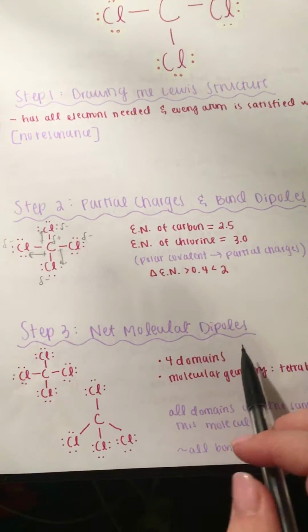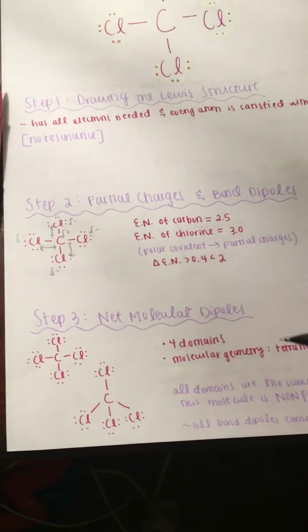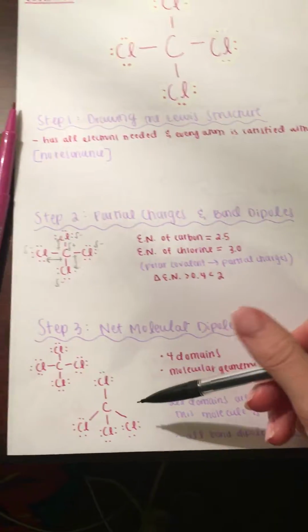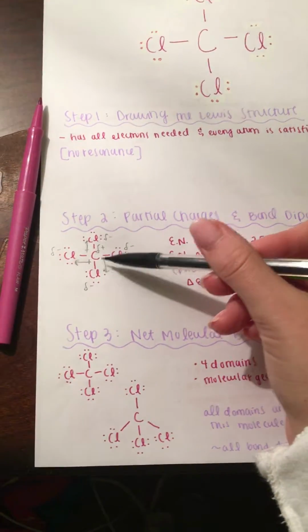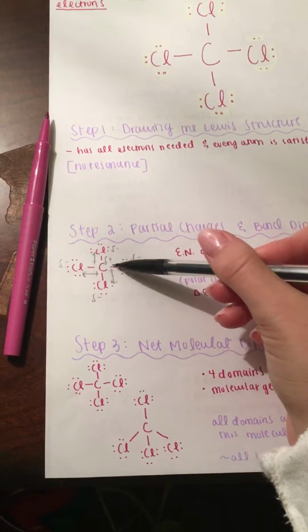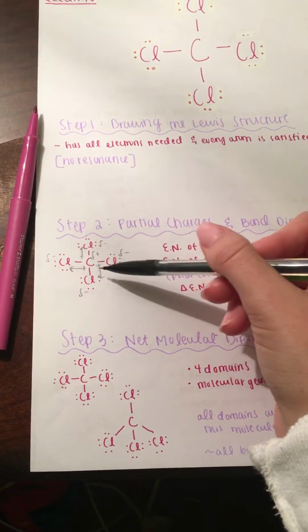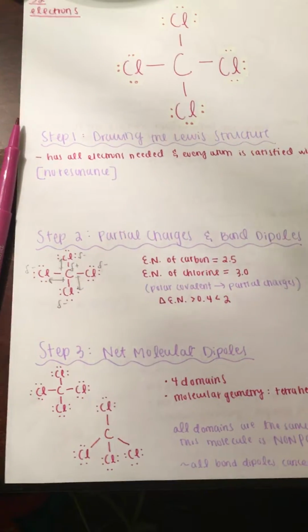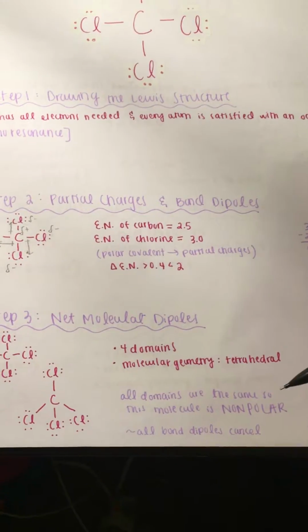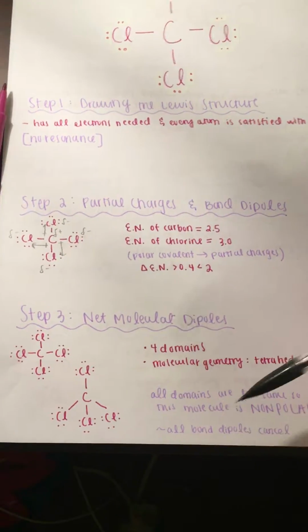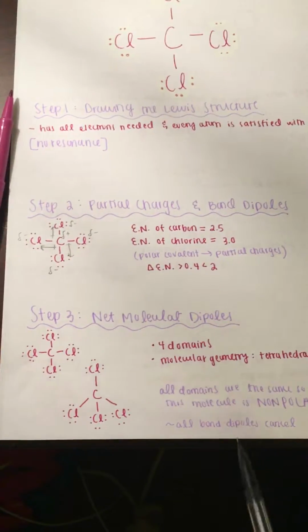Okay, so now we can go to the net molecular dipoles. We have 4 domains. The molecular geometry is tetrahedral. Looking at this, what do you think? All the domains are the same, all the dipoles can be canceled out, so this molecule must be nonpolar because all the domains are the same and they cancel.